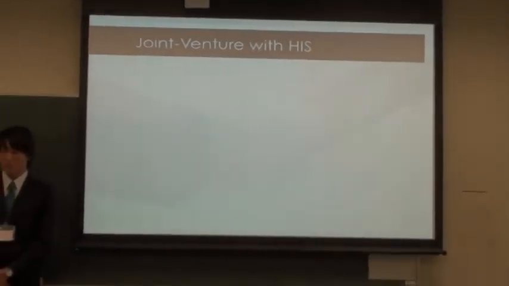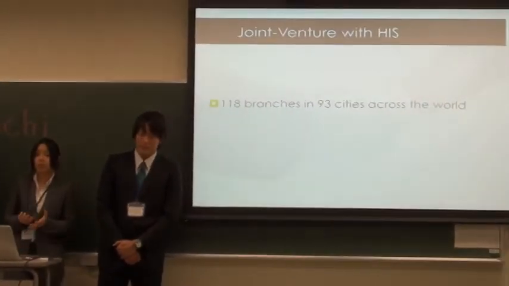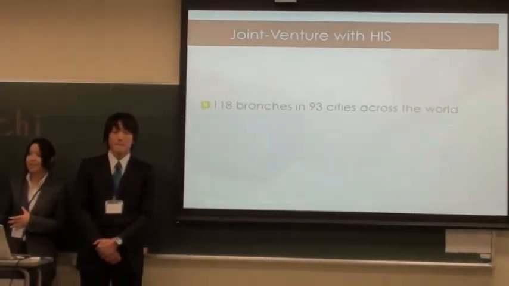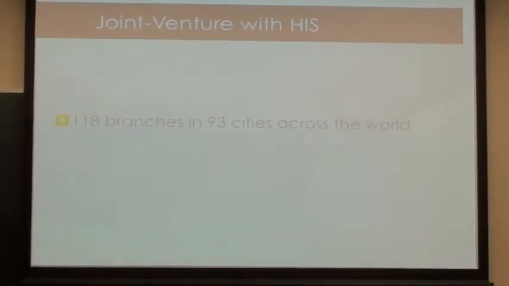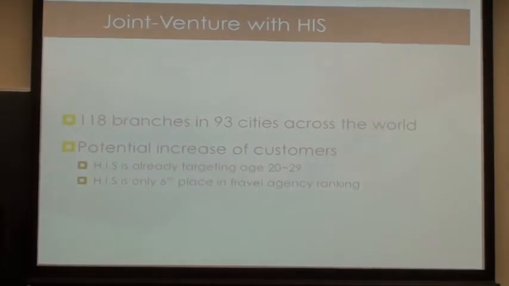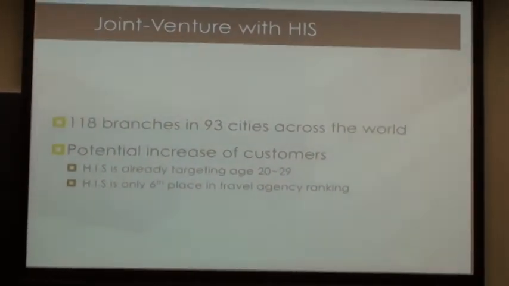And so to solve the second weakness, we propose a joint venture with HIS. Why HIS? Because they have 118 branches in 93 cities across the world. This is even bigger than the largest travel agency, JTB. And HIS already has a large customer base in people from age 20 to 29.